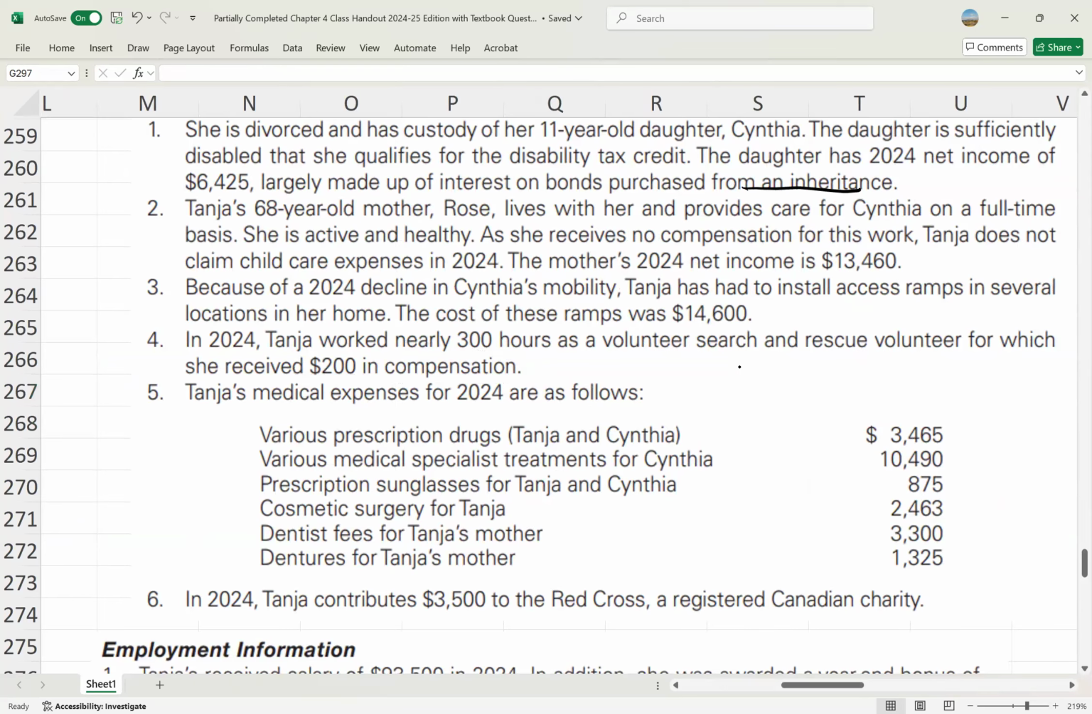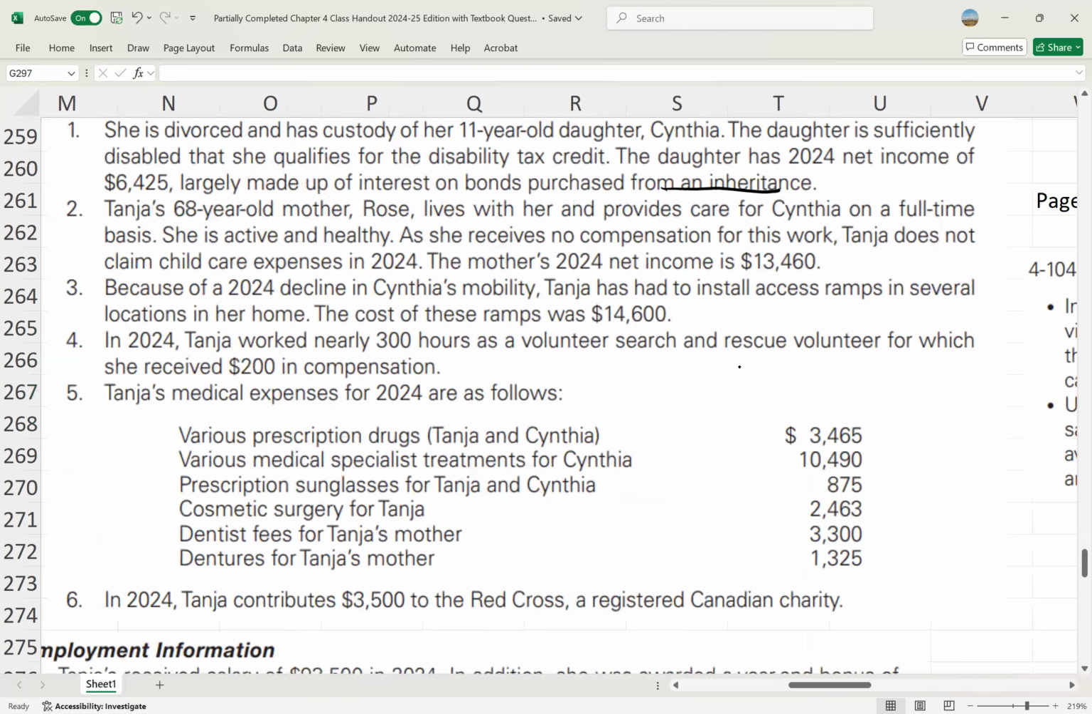We have her medical expenses. So if we look at these expenses here, we're separated between Tanya and Cynthia and the mother. Remember, we said that the B amount would be for Tanya and her children under 18. Tanya doesn't have a spouse, so the B amount would just be for Tanya and Cynthia. And then the D amount is E minus F. And so the E amount would be the medical expenses for the dependents that Tanya is paying, where they are over 17 years of age.